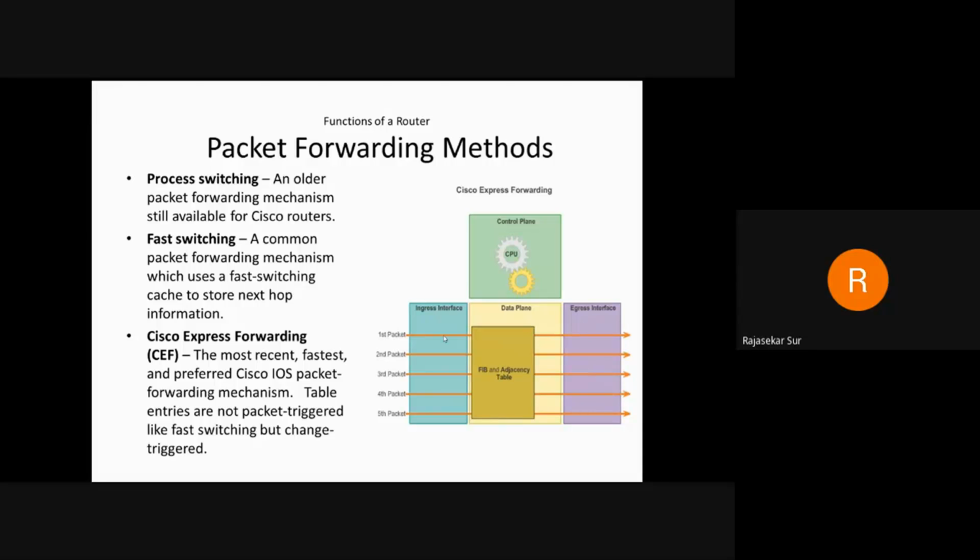Now you see, I'm taking the first packet. The first packet is coming. The first packet is asking, I want to go to a particular place. Now, in the table, this is a table. This table we called the routing table.